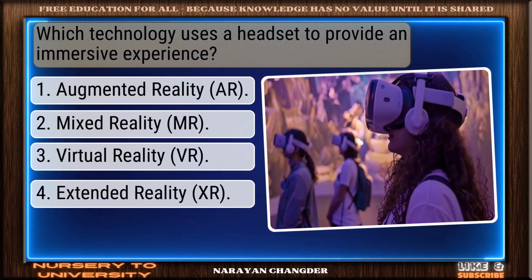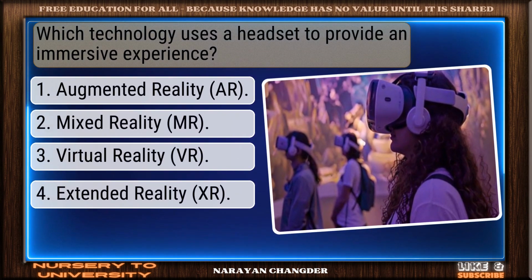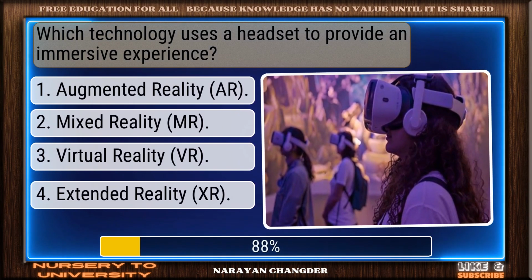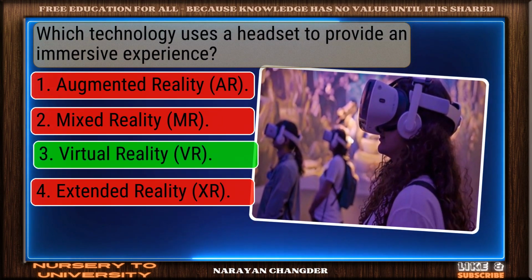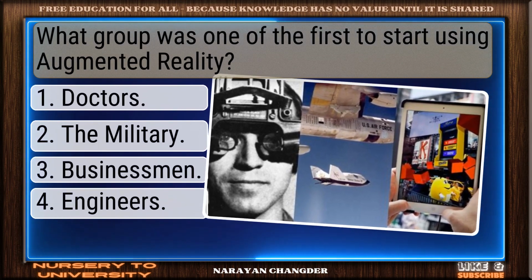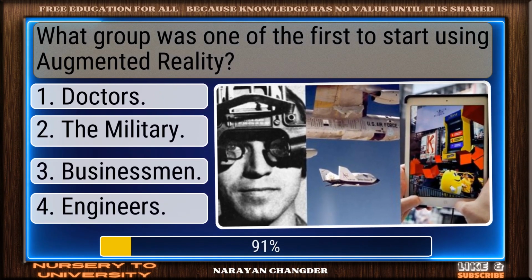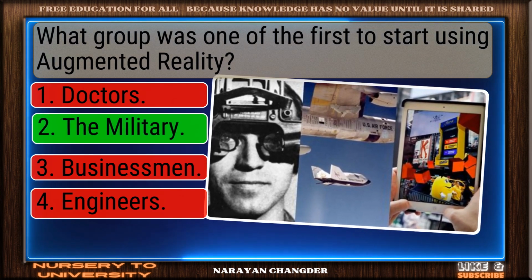Question number 31. Which technology uses a headset to provide an immersive experience? Right choice. Virtual reality is the best answer. Question number 32. What group was one of the first to start using augmented reality? Good job. Your answer, the military, works well here.